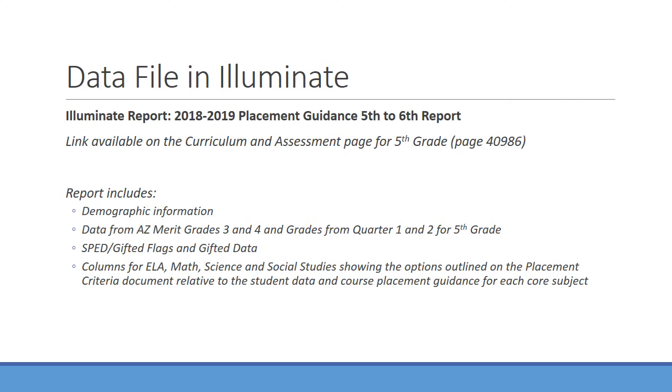The report includes demographic information like a student's name, ID, school, teacher, and next school. The file also includes available data from AZ Merit from 3rd and 4th grade, available grades from Quarter 1 and Quarter 2 for 5th grade, a flag for students with exceptional education and gifted identification, as well as gifted subtest scores, columns for English Language Arts, Math, Science, and Social Studies, showing the options outlined in the placement criteria document relative to the student data and course placement guidance for each course subject. We will go through an example on the next slides.